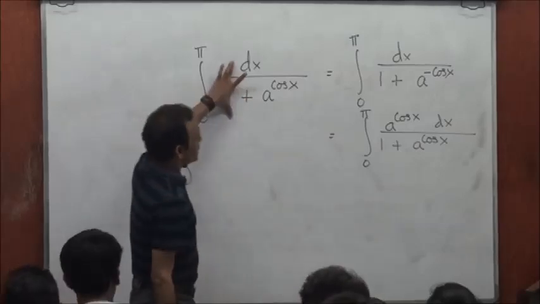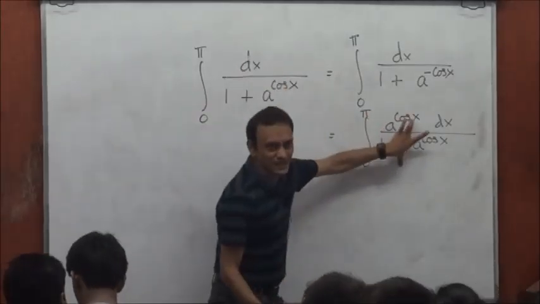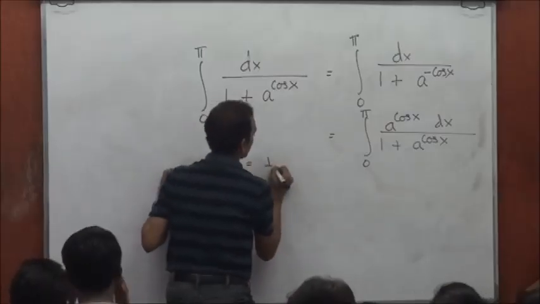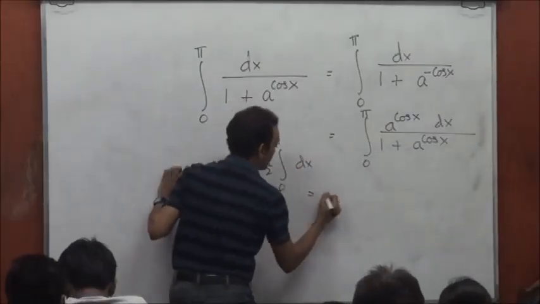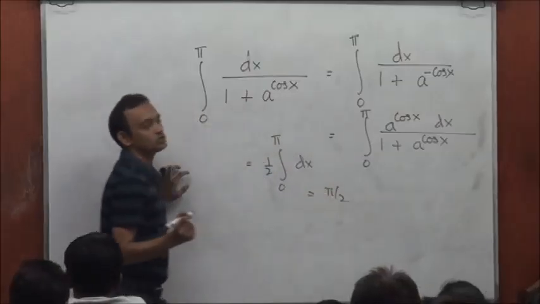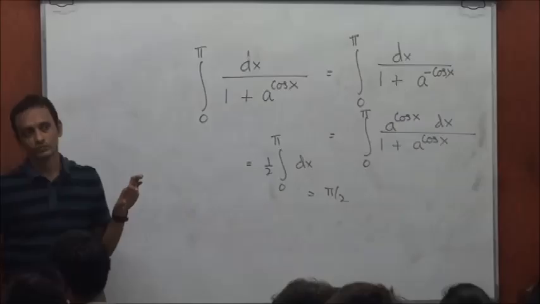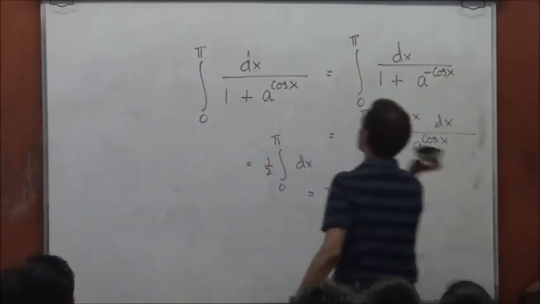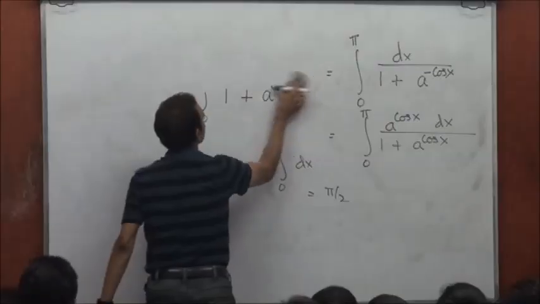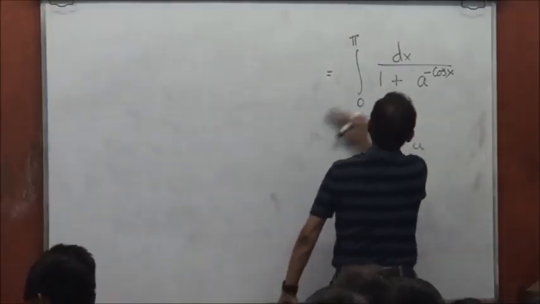Yes or no? If this equals this, then each would be half their sum. Their sum is 1, as you can see. So it's simply going to be half integral dx 0 to pi, which would be pi by 2. Yes or no? Okay. Pretty useful property.